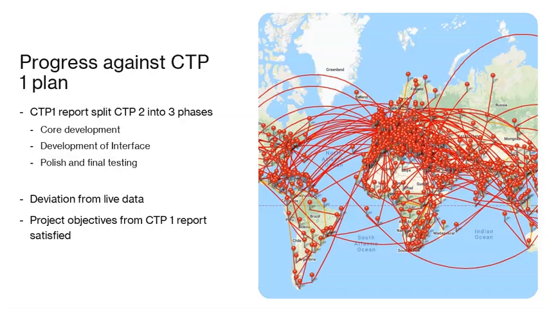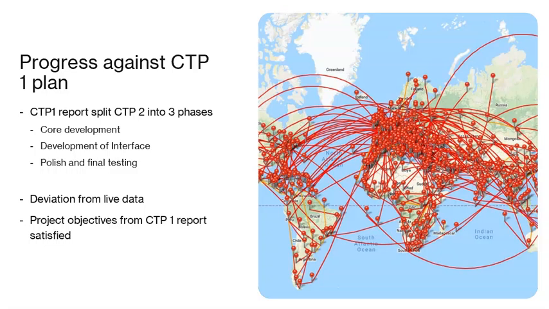Now, progress against the CTP1 plan. The CTP1 report broke CTP2 into three phases: core development, development of the interface, and polish and testing. Each phase was completed on its scheduled video. Video 1 marked the end of phase 1, video 2 marked the end of phase 2, and this video marks the end of phase 3. So progress was good, but there was some deviation.